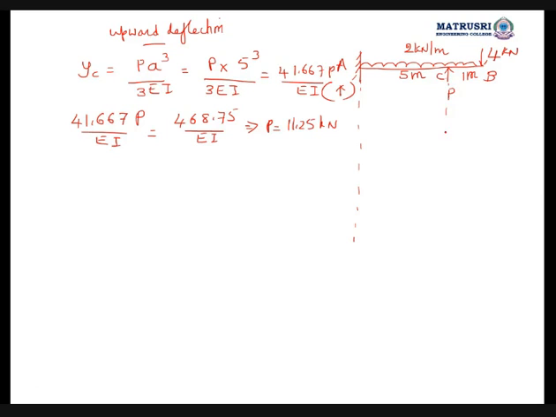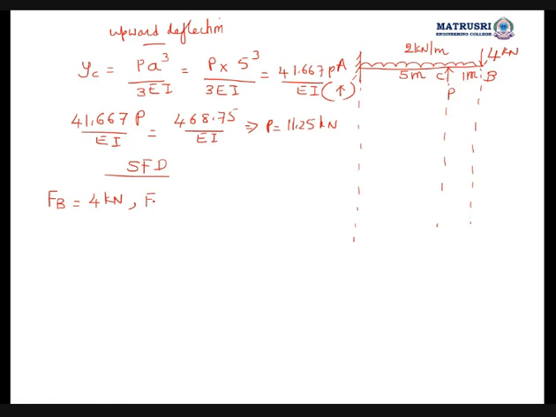Okay. So once I get P, then I can draw the shear force diagram. Shear force diagram, I will start from here. Okay. So what is the first point? F of B is equal to 4. Downward 4. Downward from right to left is positive.